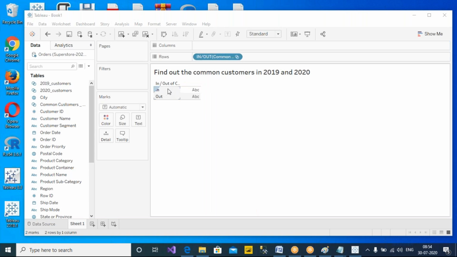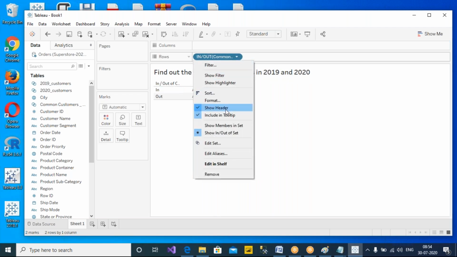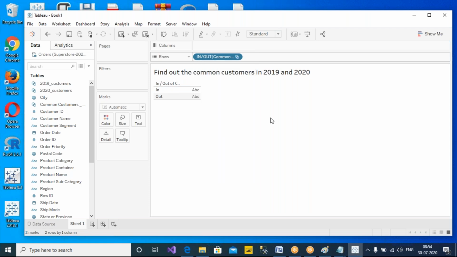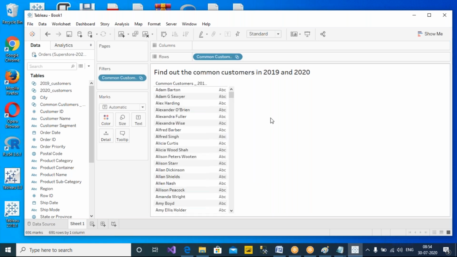But for now, I can see in and out. I want to see inside of the set, how many are there. That is my requirement now. Just select this option, show members in the set, and find out the list here. So how many are there? It is 691 customers. If you observe here, it gives you the number 691. So there are 691 common customers in these 2 years.